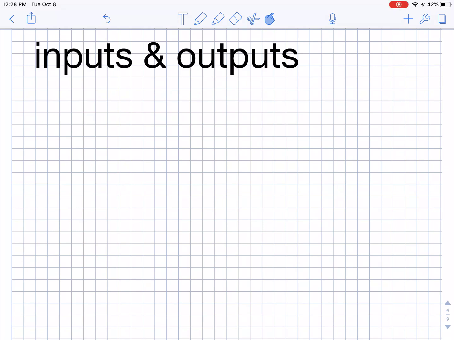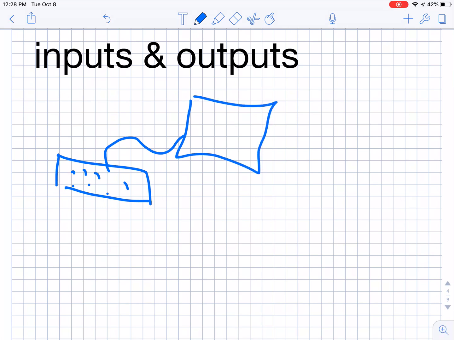Okay, let's talk about inputs and outputs. This is really critical in our machines unit, and we need to make sure that we understand an input versus an output. So if I were to make a quick sketch of a keyboard, and that's attached to my monitor, and I were to ask you which one is the input and which one is the output, what would you say? Where's the action taking place?